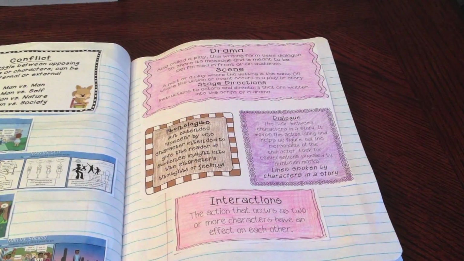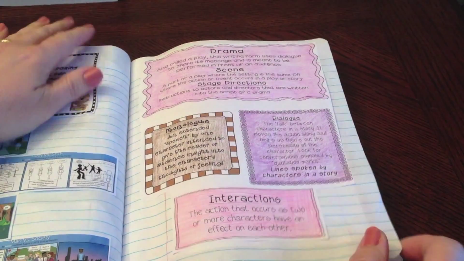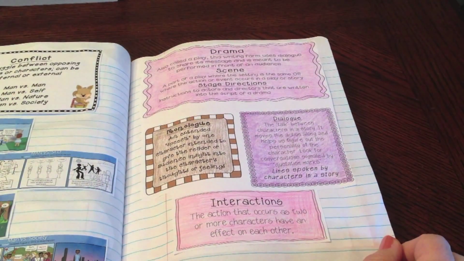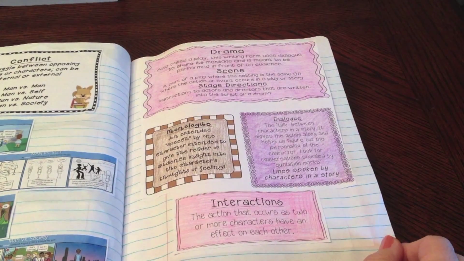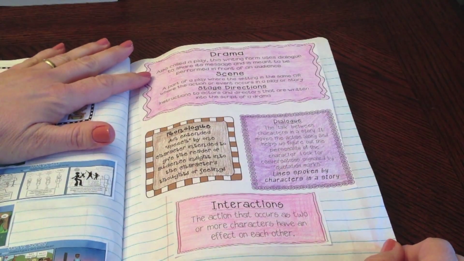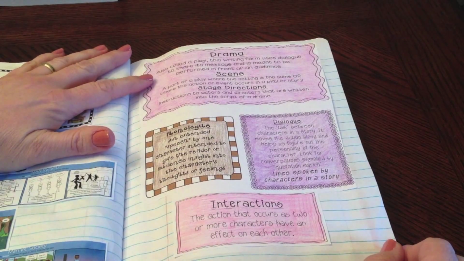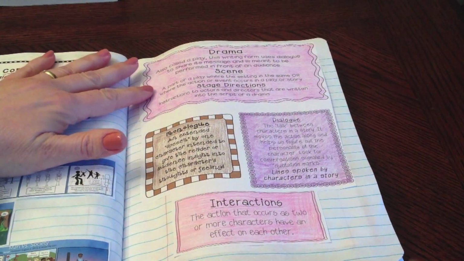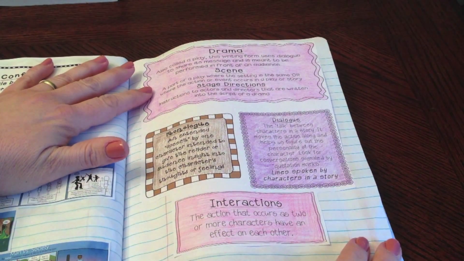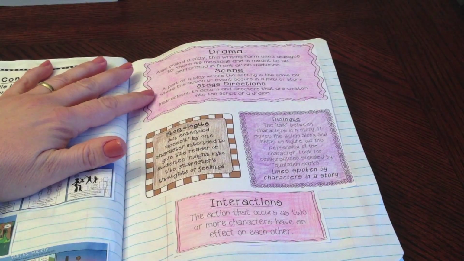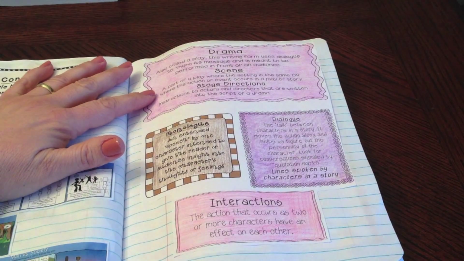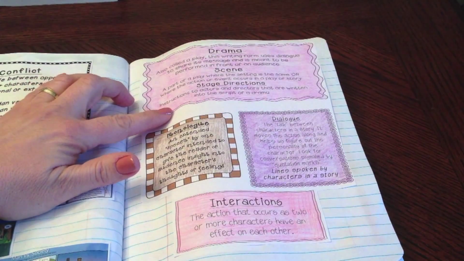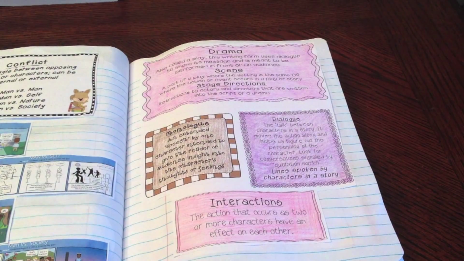I'd like to take a moment to point out a specific type of text structure that allows us to examine characters in a little bit of a different way. Drama, also known as plays, is a writing form where dialogue shares the message, and it's meant to be performed in front of an audience. Scenes in a drama are where the setting is the same, or perhaps where an action or an event occurs during a play or story. And this is how they're distinguished. Stage directions are instructions to actors and directors that are written into the script.